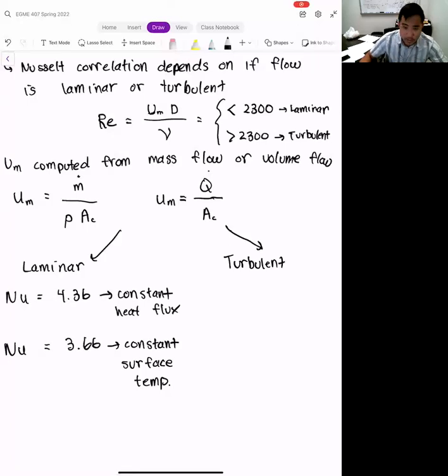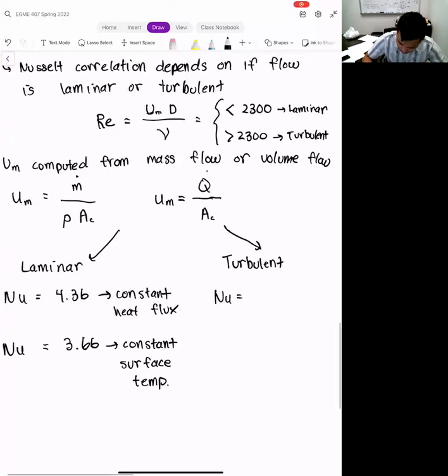Let's go over the turbulent case now. For turbulent flow, we have a regular looking Nusselt correlation. For turbulence, it doesn't really matter if you have constant heat flux or constant surface temperature. They're both kind of the same. And so what we have instead is Nusselt number equal to 0.023 times the Reynolds number to the 4/5 times Prandtl number to the n.